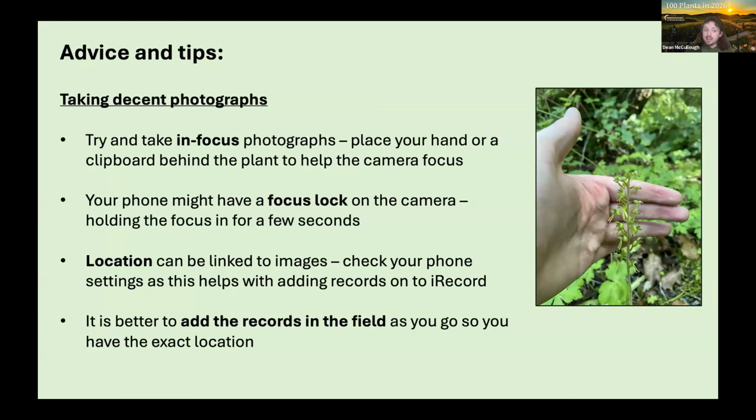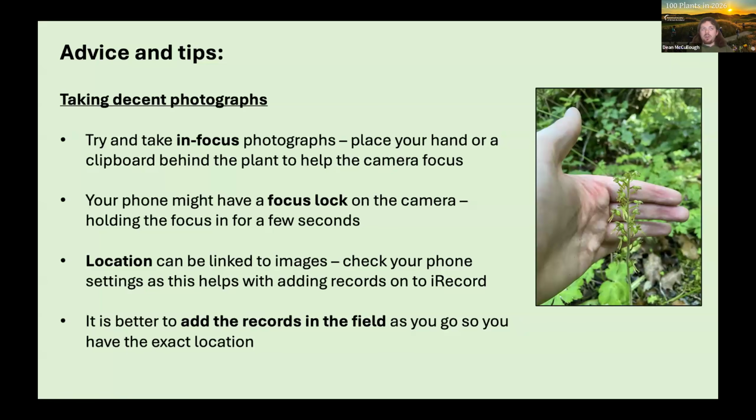So the first thing is try and take in focus photographs, which isn't always easy when you are on the side of a river and trying not to fall in, or it's a windy, rainy day. What you can do, as the photo shows, is place your hand, or a clipboard, or anything really that's solid behind the plant to help the camera focus. So essentially, the camera's focusing on my hand rather than the plant, and the plant just happens to be at the same depth of field.